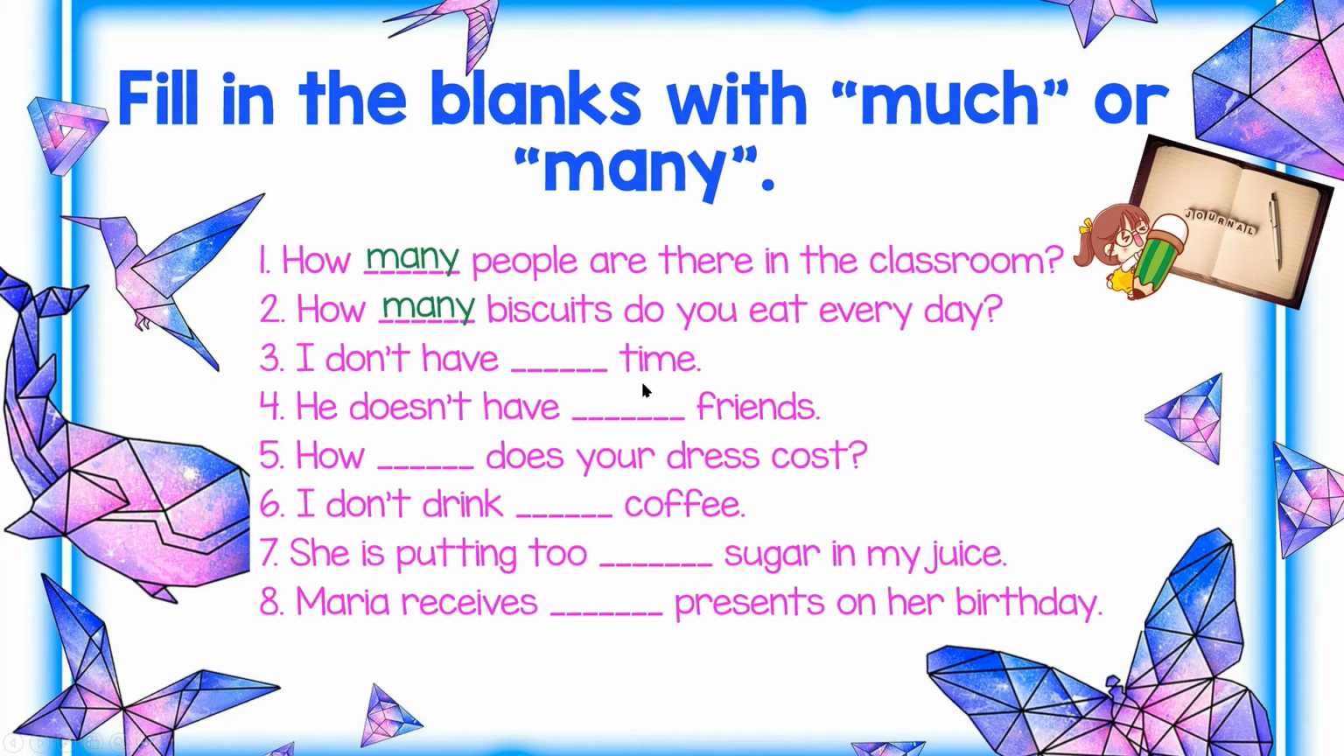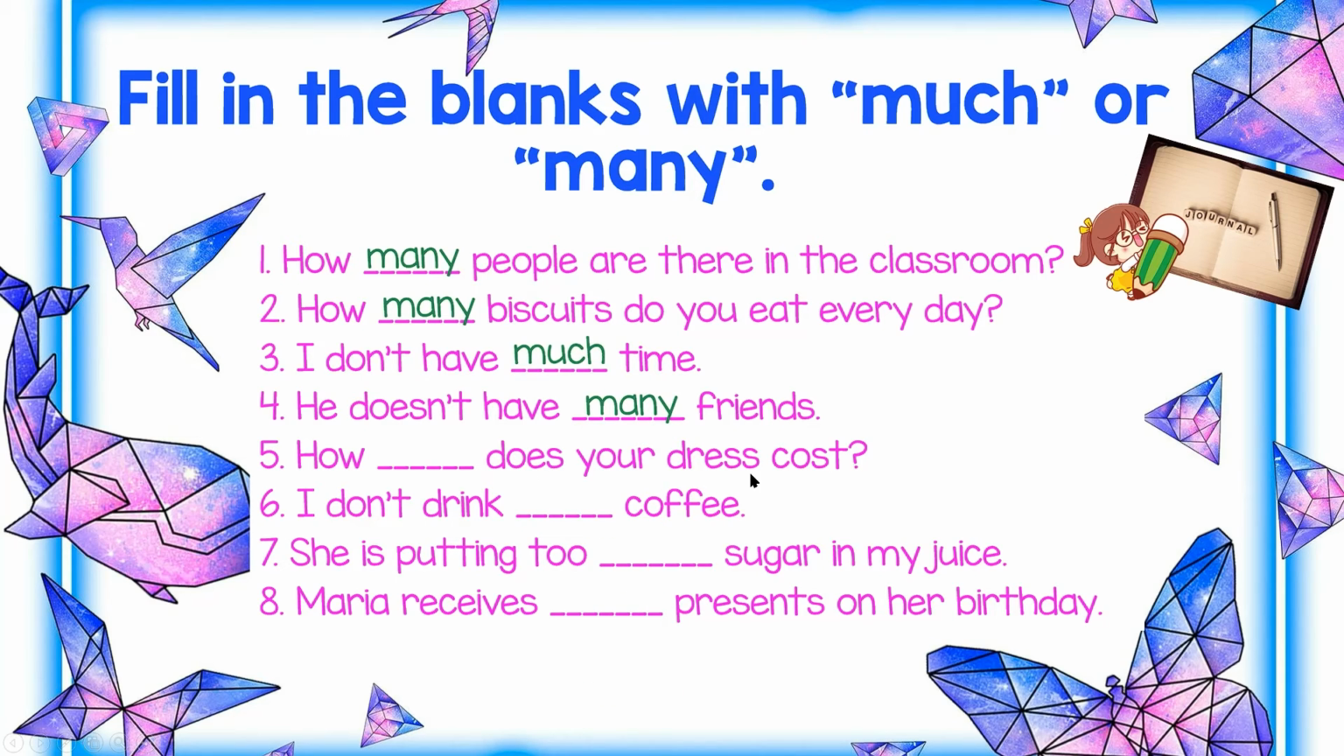I don't have time. Can we count time? No, we cannot count time, but we can measure time. Because we cannot count time, it is an uncountable noun. I don't have much time. He doesn't have friends. Can we count friends? Yes, we can. He doesn't have many friends.